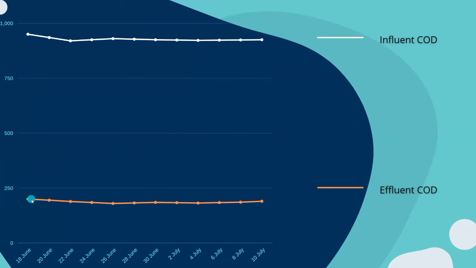Effluent CODs from 18th June to 10th July are: on 18th June it was 200, then 20th June it was 195, 189, then 184.5, then 180, then 182.5, 185, 183.5, 182, 184, 186, and on 10th July it was 190. Units are in milligram per liter.